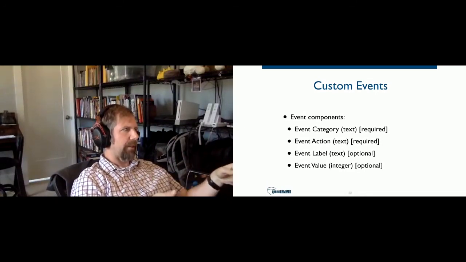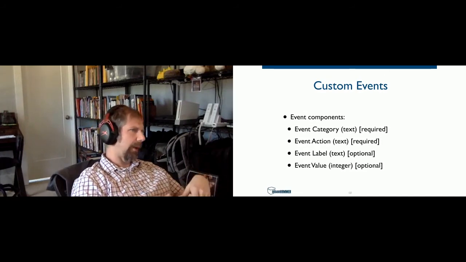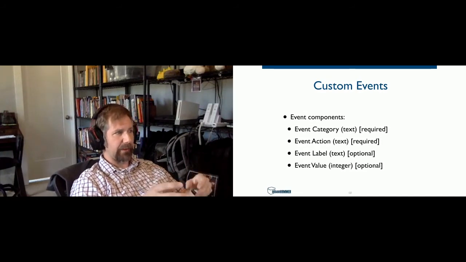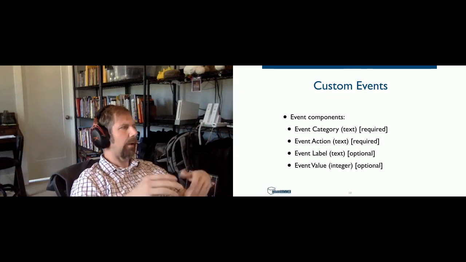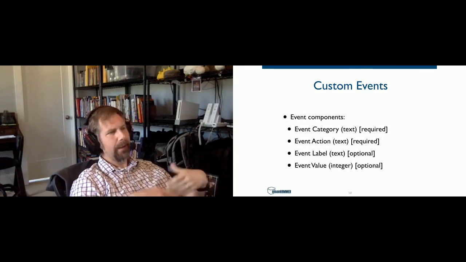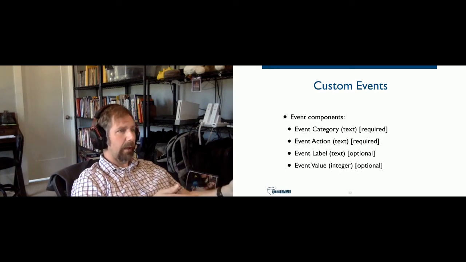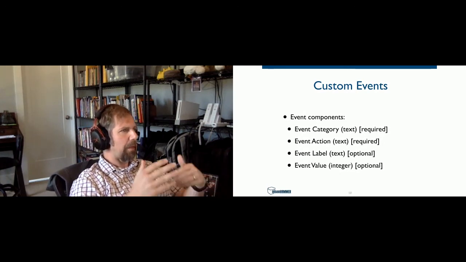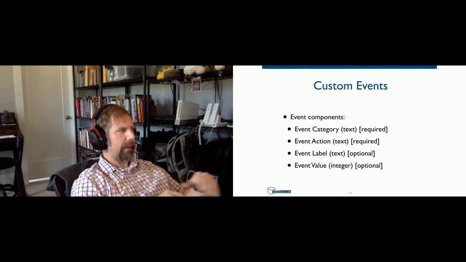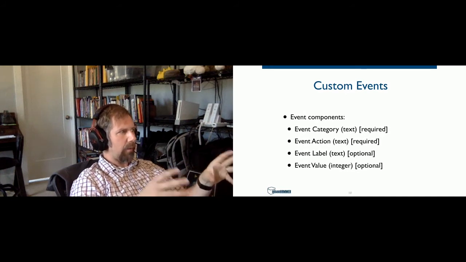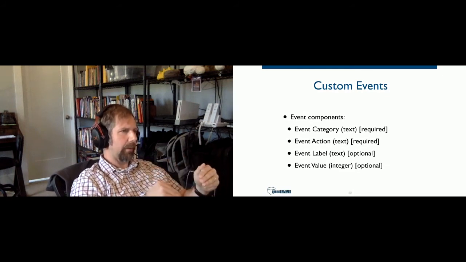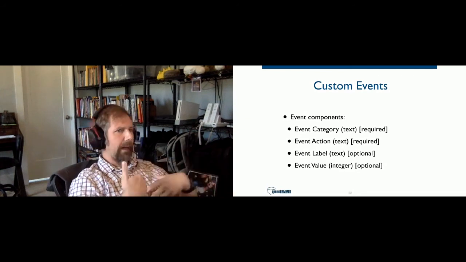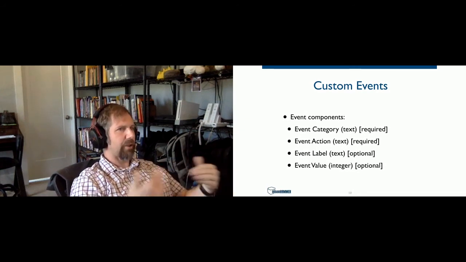So sometimes you'll see out-of-the-box custom event implementations where the event category is, let's say, file download, the event action is click, and the event label is the URL of something that's downloaded. And that's fine and good. But you also can think a little more broadly about that. When I'm building custom events, I like to give myself as much information as possible using the components of a custom event so that I actually get some actionable information out of it.